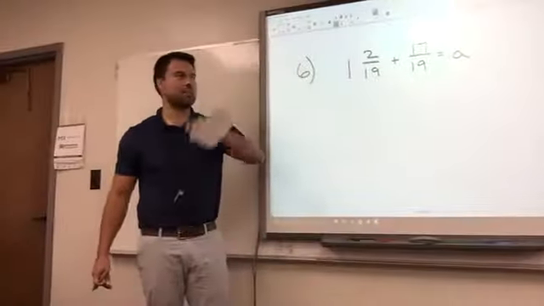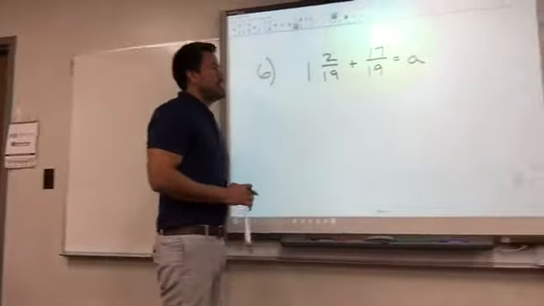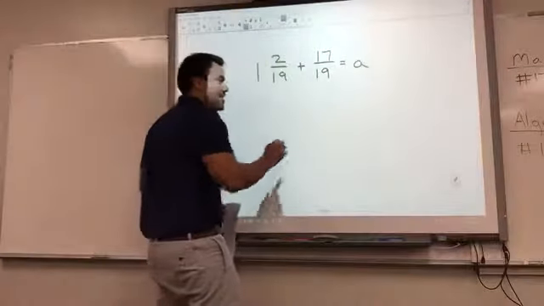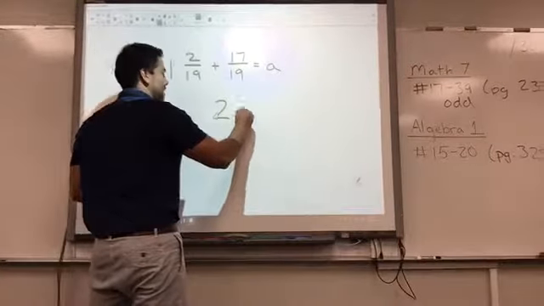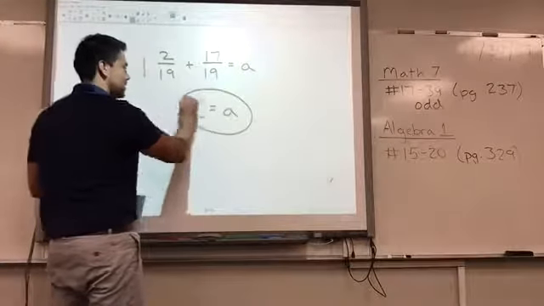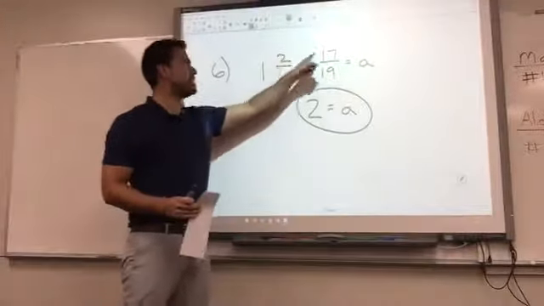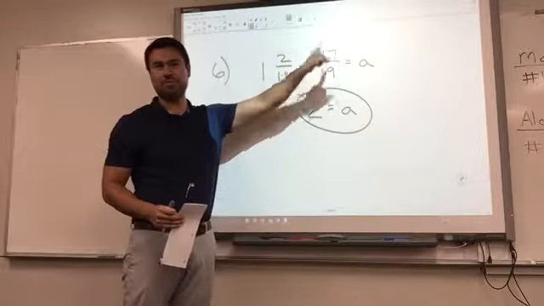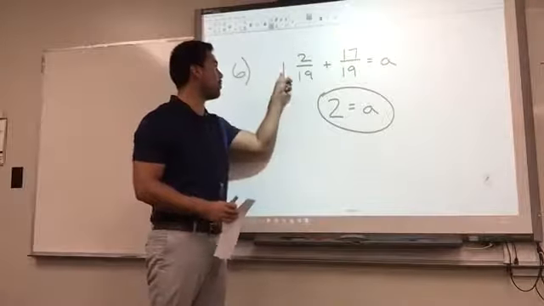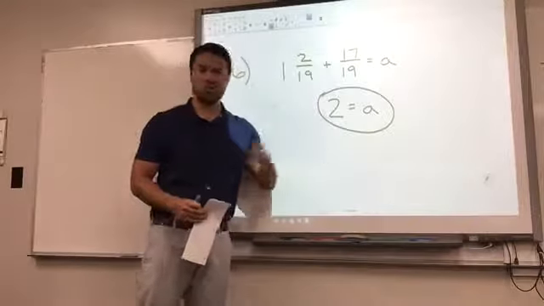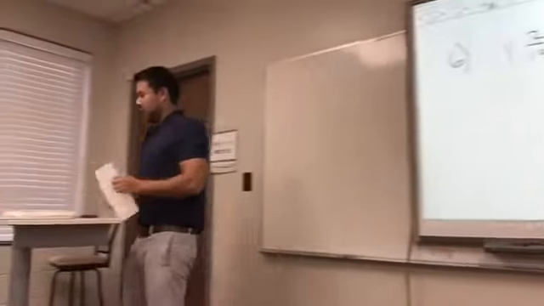Again, Emma Grace. 2. All right, good. 2 equals A or A equals 2, that's it. How many of you got 19/19, which is a big fat 1? 1, and then 1 plus 1? 2. That's how you got it. All right, good. Whew. These are easy, aren't they?